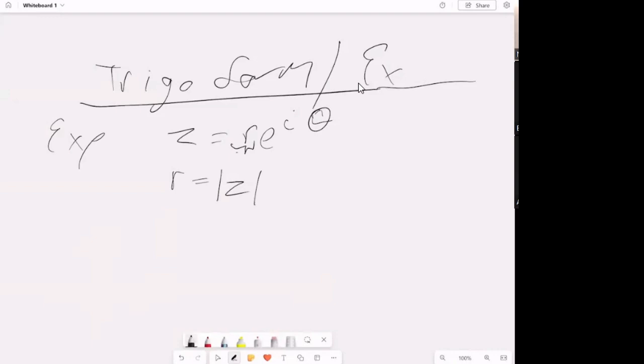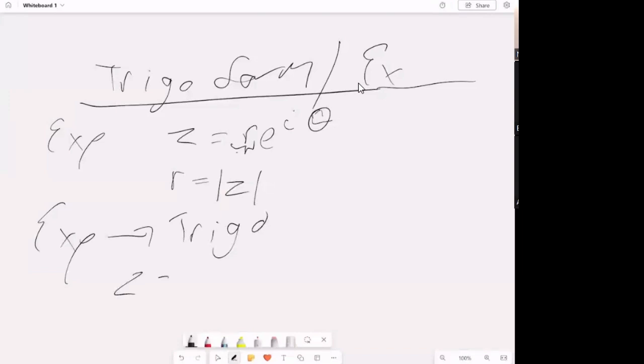So if you have the modulus of z and you know the argument, you can actually represent it as e to the i theta. So it's quite interesting, e to the i theta. So now that we understand, the exponential form is essentially like this. Now let me show you the link between the exponential form and the trigo form.